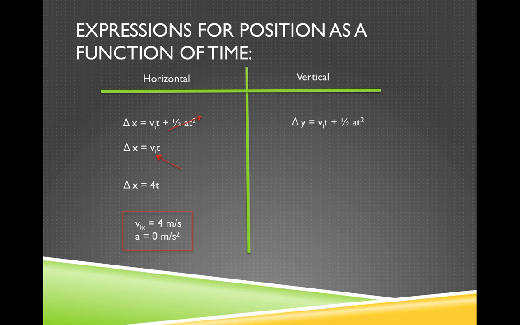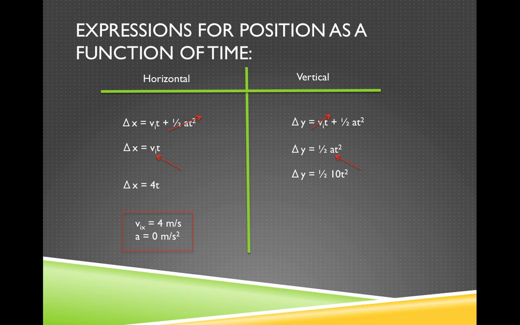In the vertical dimension, position can also be described by the distance formula, where vi is 0, so the first term is 0. Therefore, the expression for vertical position as a function of time is delta y equals 1/2 a t squared, where a is the vertical acceleration. You may be given an expression for position as a function of time like this one, which says delta y equals 1/2 10t squared. If you compare this expression to the one above it, you can see that the initial vertical velocity is 0, and the acceleration is 10 meters per second squared.